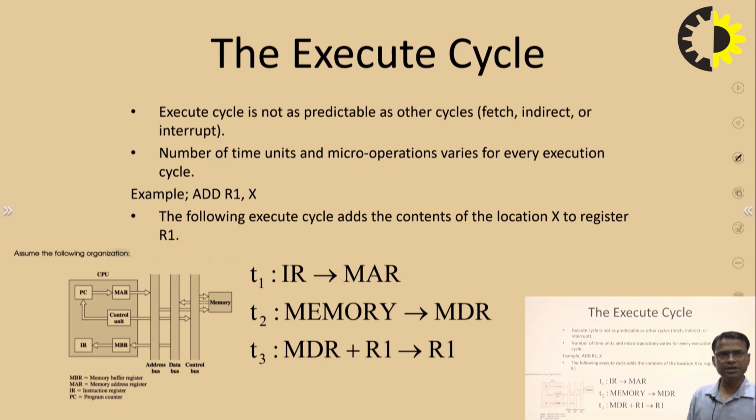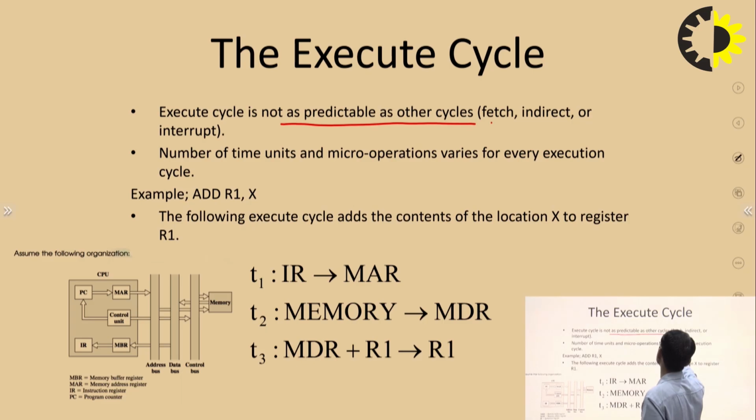Now understand the execution cycle. The execution cycle is not predictable like the other cycles, fetch, indirect or interrupt, because how much time it will take varies depending upon the execution. For example, in the following cycle, ADD R1, X means that the data of memory location X is added with R1 and saved at R1.